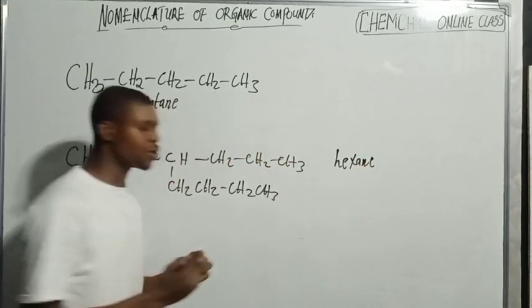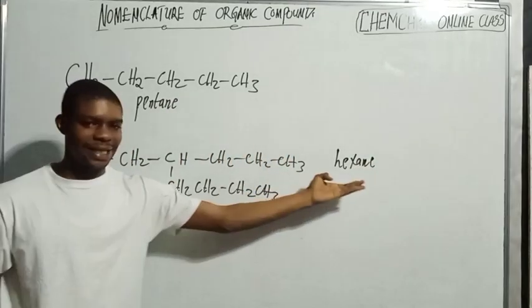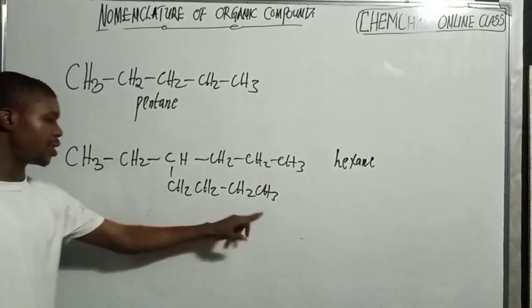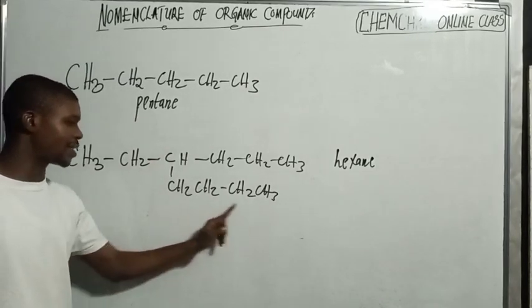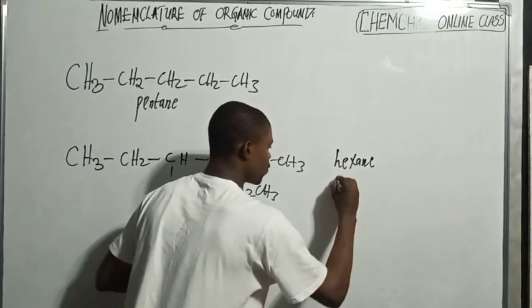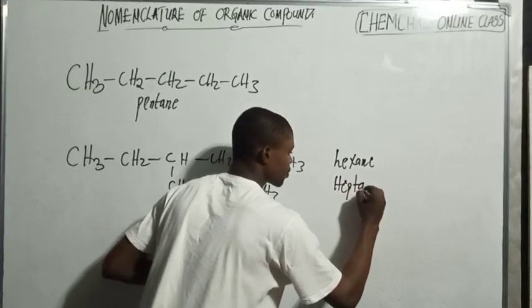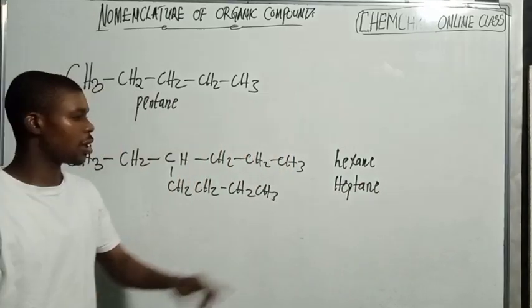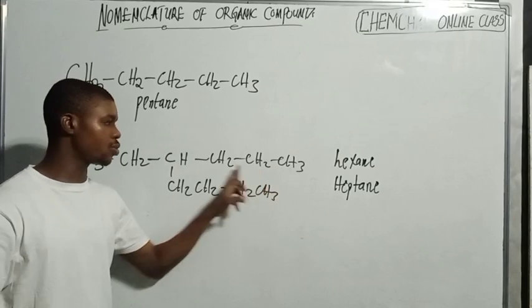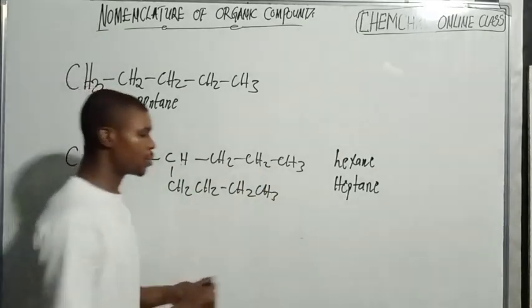Because the 6-member of the alkanes is hexane. Now let's say from here to here: 1, 2, 3, 4, 5, 6, 7. Here we have heptane. But now let's say from here to here: 1, 2, 3, 4, 5, 6, 7, 8. Here we have octane.